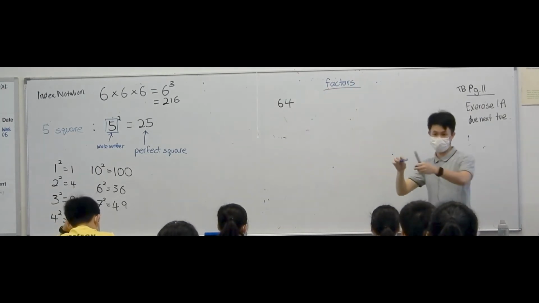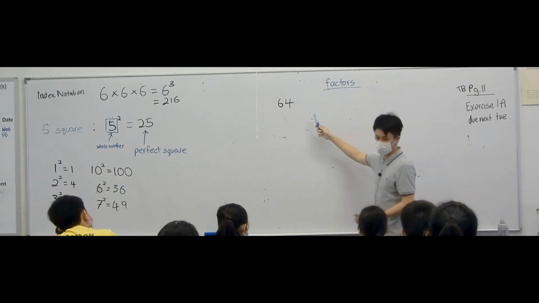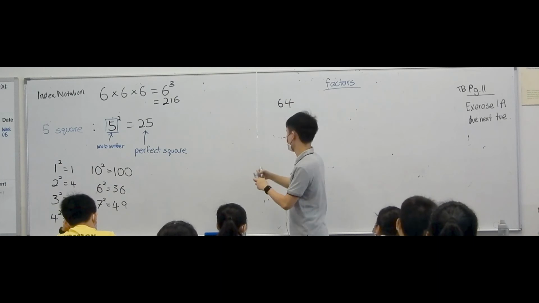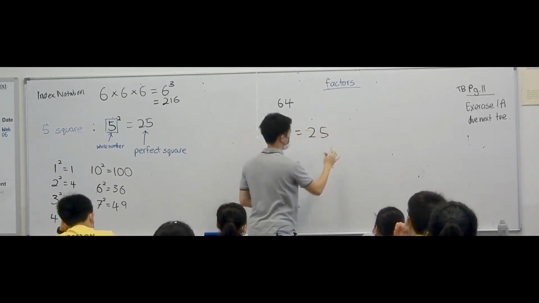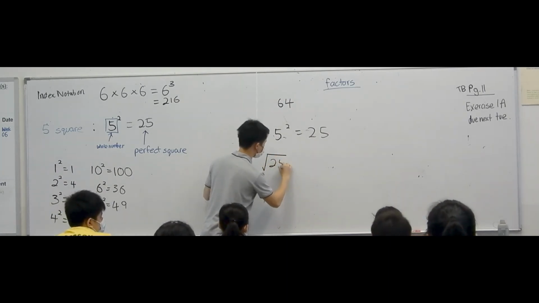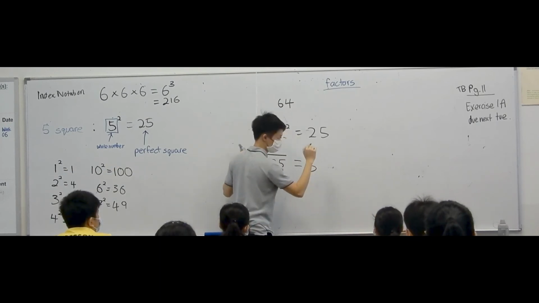Which one of your friends said square root? But what is square root? Square root is the reverse of squares. So we have 5 squared equals 25. If I apply the square root sign to the perfect square, it will give me 5.